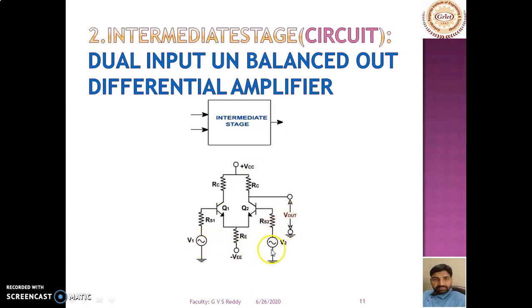Two inputs V1 and V2 are applied to the base terminals of transistors Q1 and Q2, and the output is taken from one and only one collector. Dual input unbalanced output differential amplifier.